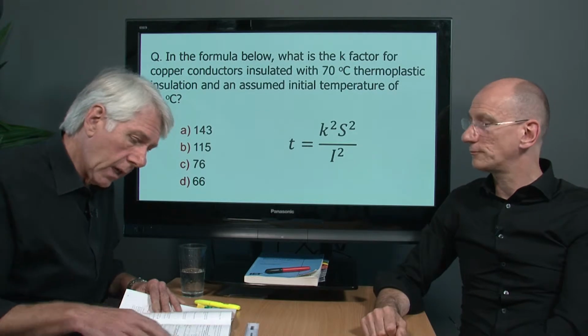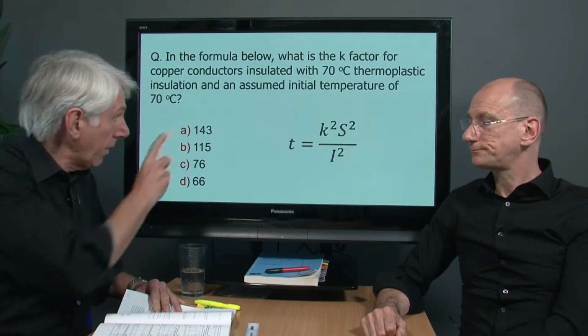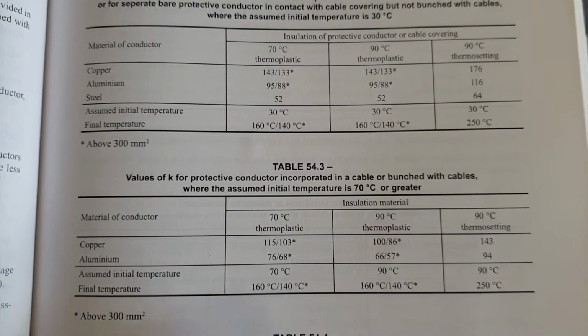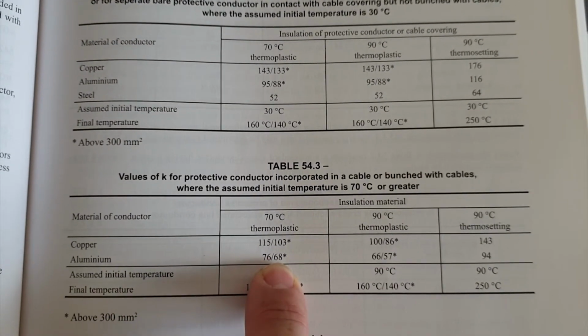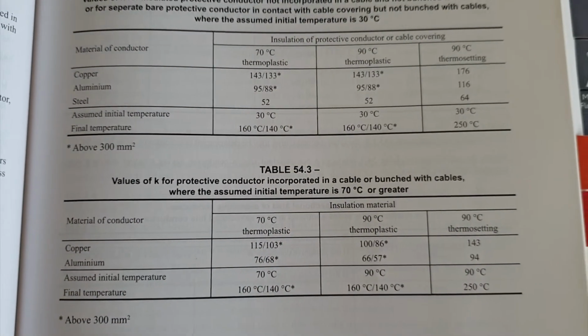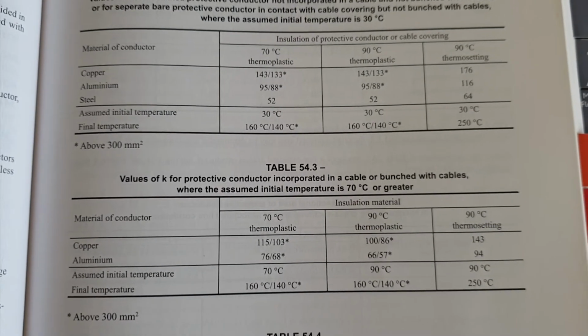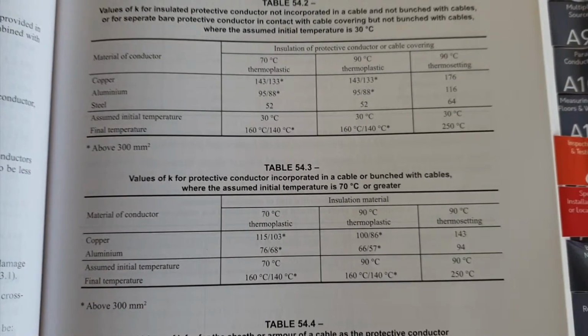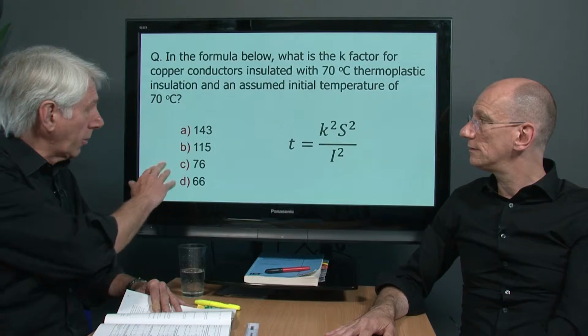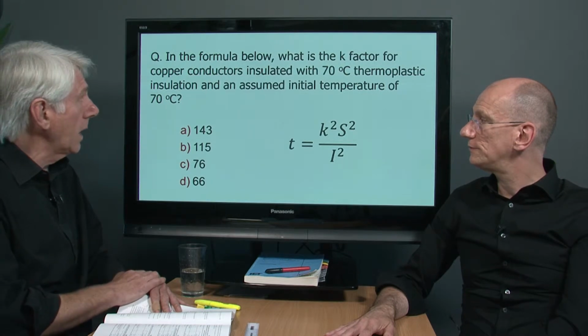So if we look down, it's definitely table 54.3, which is relevant for this question. We're looking across, it is copper, 70 degree thermoplastic, so 115 would be the correct. Yeah, but you've got 2 there. Yeah, well, there's an asterisk there, and it says above 300 millimetres. So for the bigger cables, it's down to 103. But that's not an option anyway. So 115 would be the answer.